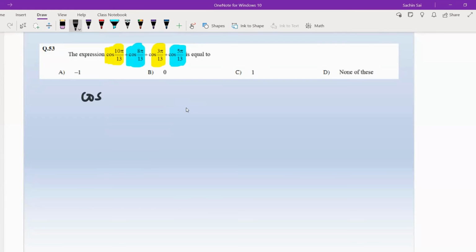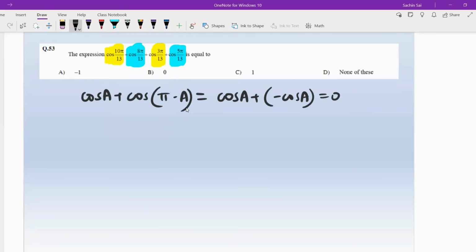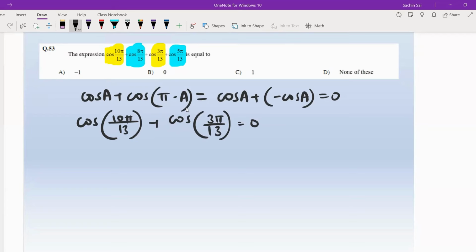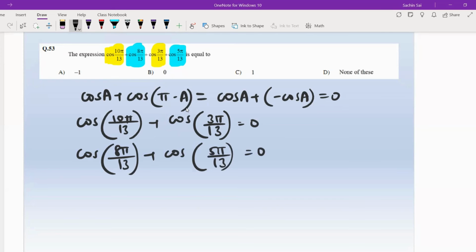So we have to think about cos A plus cos of pi minus A. So this will be cos A plus cos of pi minus A, which is minus cos A, is 0, which means cos of 10 pi by 13 plus cos of 3 pi by 13 is 0. Similarly, I can say cos of 8 pi by 13 plus cos 5 pi by 13 is also 0, which means the sum of all the four terms is again 0.